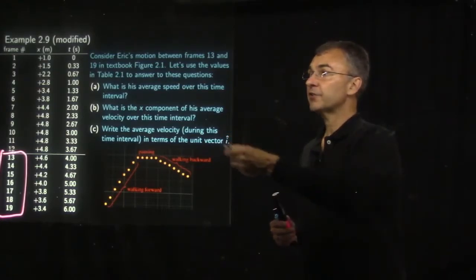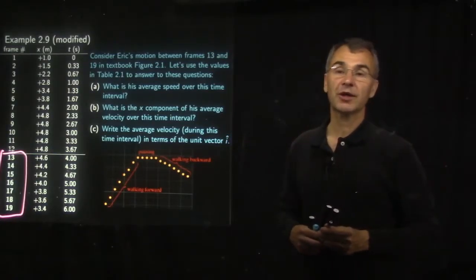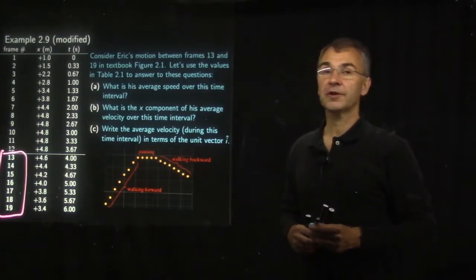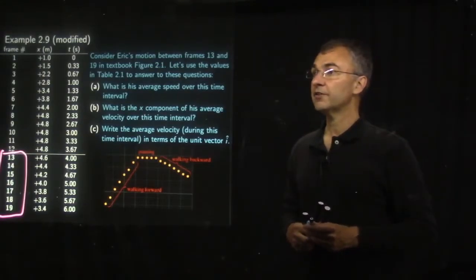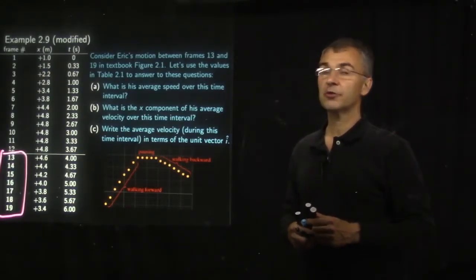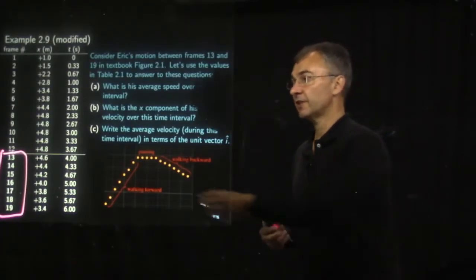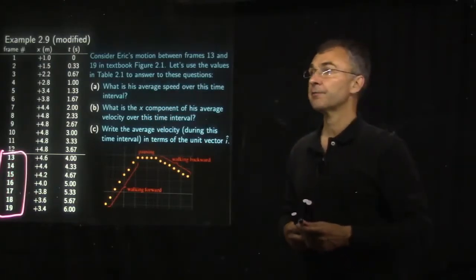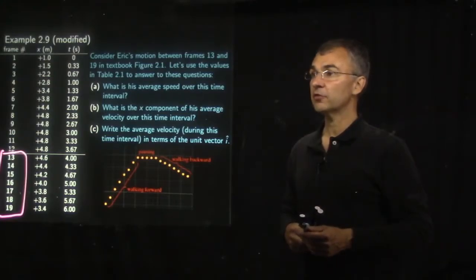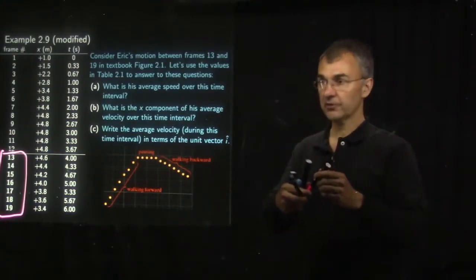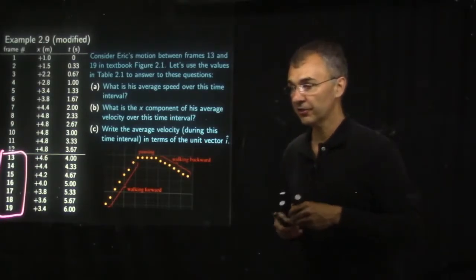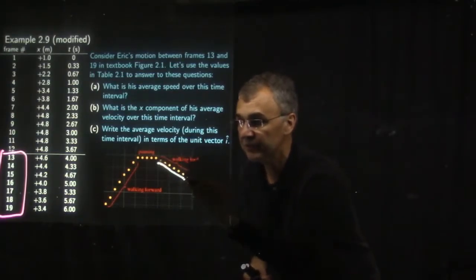So we'll use the values in his table 2.1, which comes from example 2.9, and we'll answer the following three questions. So let's just consider the motion between frame 13 and frame 19. So that's just this bottom part here, 13, 14, 15, 16, 17, 18, 19. So what is his average speed over this time interval?